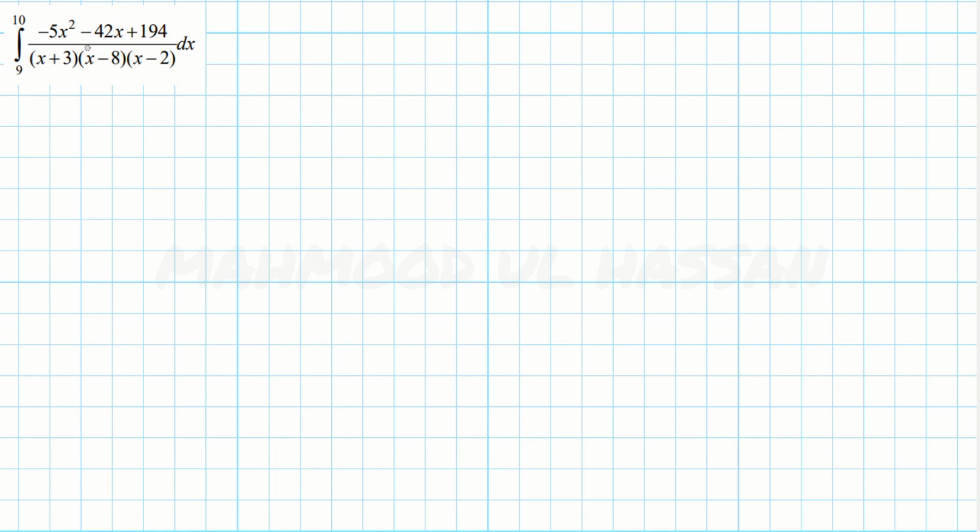So before going to the integral, first we need to simplify this integrand by using partial fractions. Okay, so here let our integrand be (-5x² - 42x + 194) divided by (x + 3)(x - 8)(x - 2).